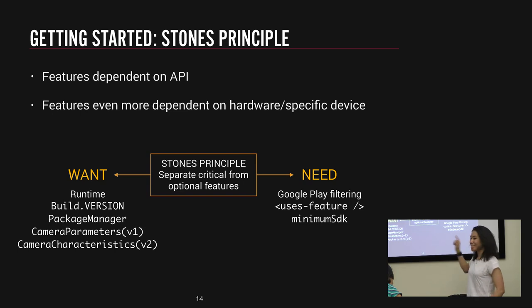So on the need side, as I mentioned before, we're mostly talking about Google Play filtering and working with that manifest. And usually the first decision you make is what's my minimum SDK? And then on top of that, there's the uses-feature tag.